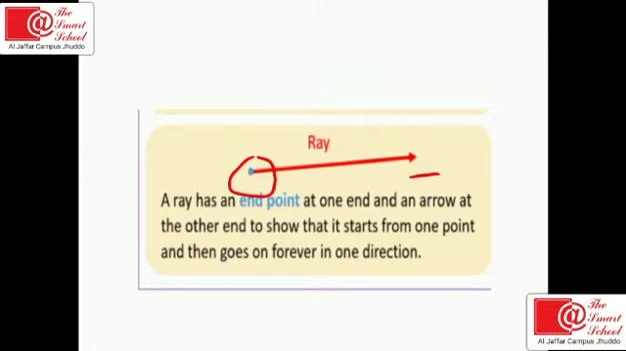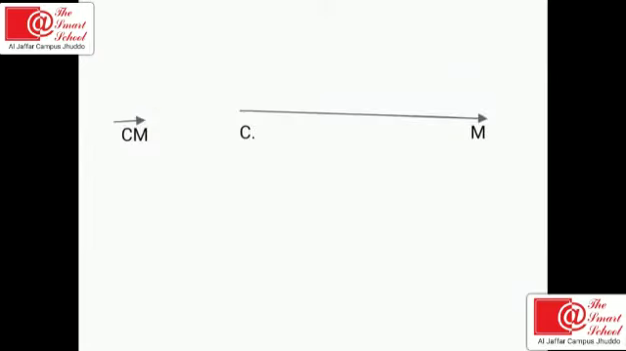It extends in one direction. A ray extends in one direction. That's why we use an arrowhead at the other end. A ray is also called a half line. This is a ray, and it is written as CM with a one-sided arrow on the top of the name.